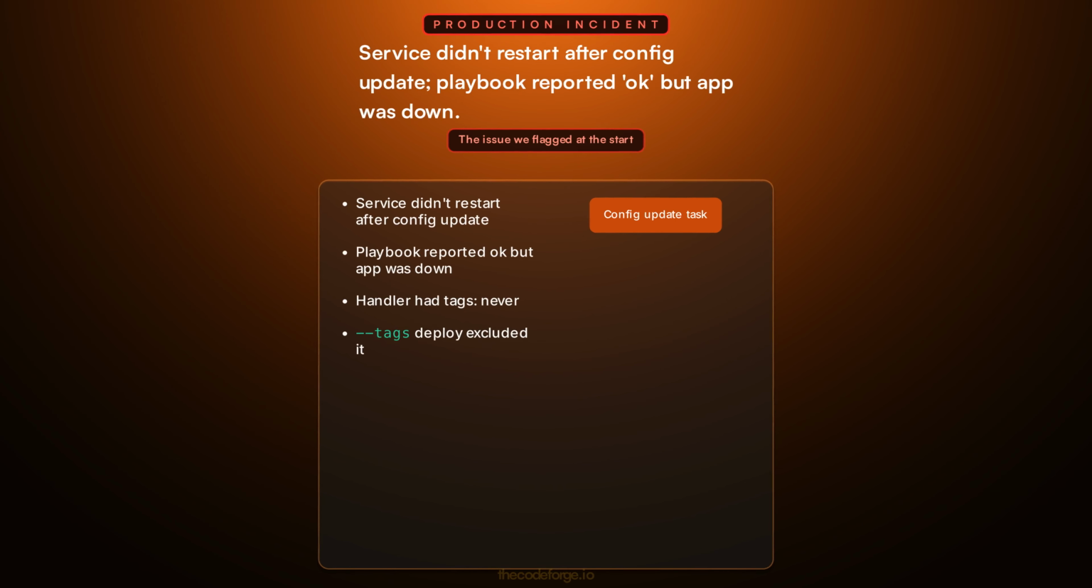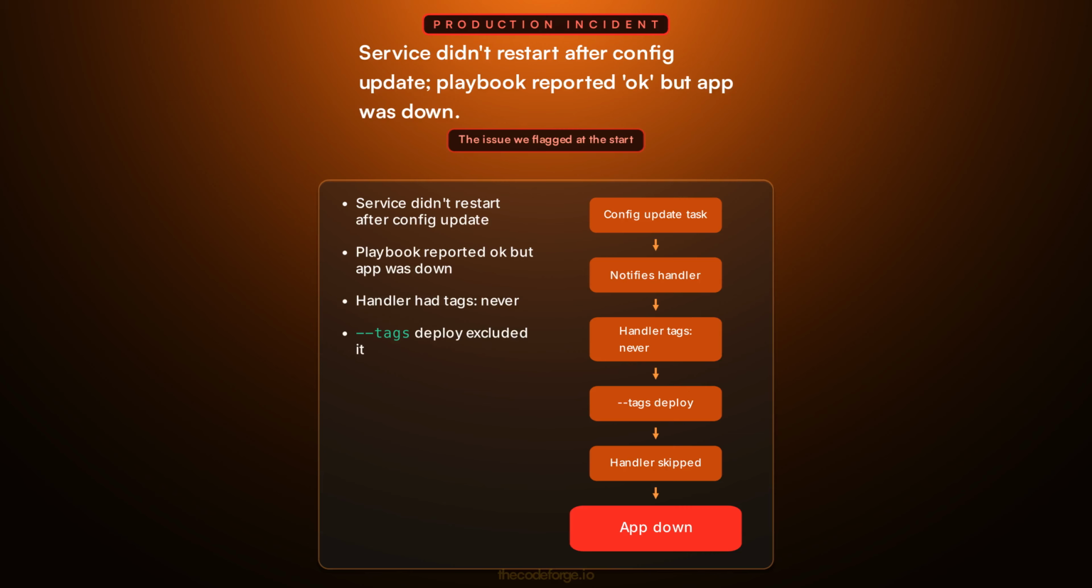This is the same issue we highlighted at the start. Here's exactly why that happened. The handler that restarts the service was tagged with never. When we ran --tags deploy, the handler was skipped because never tasks only run if explicitly included. The playbook reported OK, but the app was down because the service never restarted.